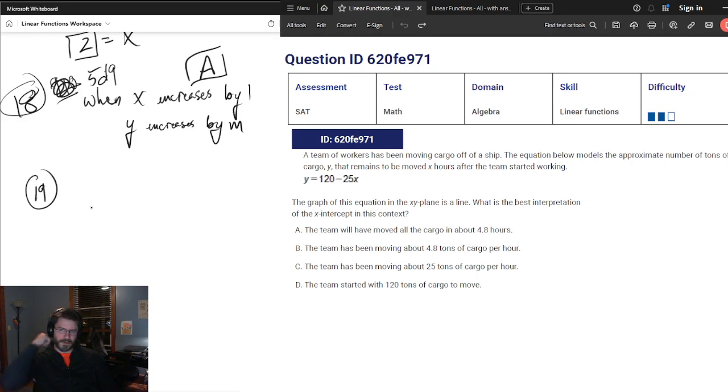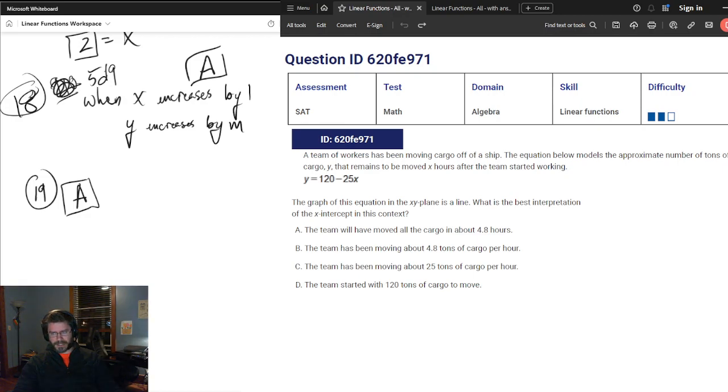Team will have moved all cargo in 4.8 hours. Sure, team has been moving 4.8 tons of cargo per hour. No, that's not even the slope. 25 tons of cargo per hour is the slope. So by elimination, it must be, again, A. Getting a lot of A's on these linear functions.